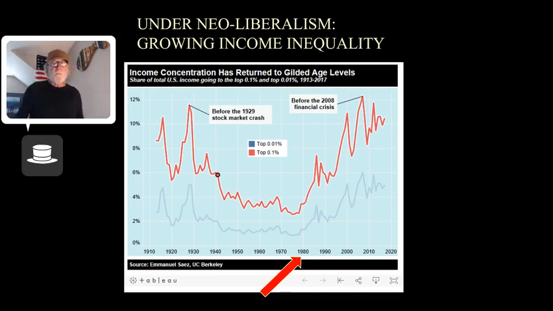Okay, so what this graph represents, if you just look at that line, is the level of inequality. So when that line goes down, inequality decreases. When it goes up, inequality increases, and you can see that the levels of inequality that existed in the 2000s, prior to the financial crisis, were actually greater than the inequality that existed during what we called the Gilded Age in the United States back in the 1920s. It's really a remarkable phenomenon.